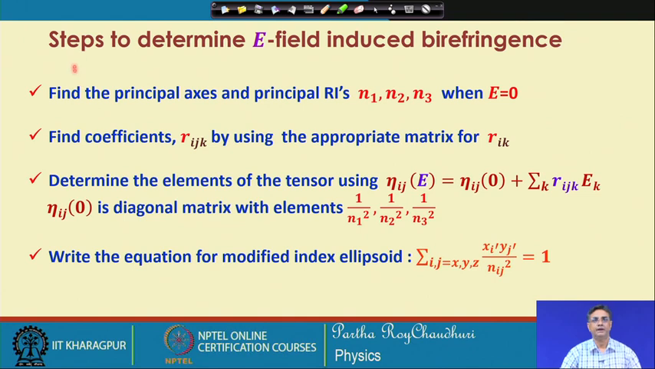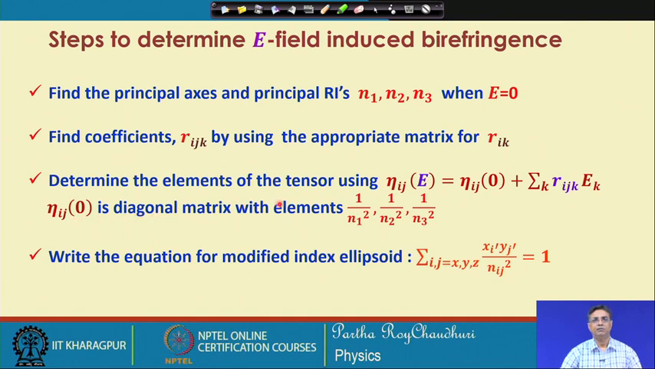So, again to summarize the steps to determine the field induced birefringence, that is how the changes in the refractive indices can be quantified, can be calculated. Let us first find the principal axis and the principal refractive indices system when E equal to 0, that is by writing the diagonal matrix corresponding to the index ellipsoid. Then find the coefficients r_ijk by using the appropriate matrix for r_ijk. Determine the elements of the tensor using this equation. This equation we have seen explicitly in terms of the matrix form. This is 1 by 6, 1 by 6, and this is 6 by 3.